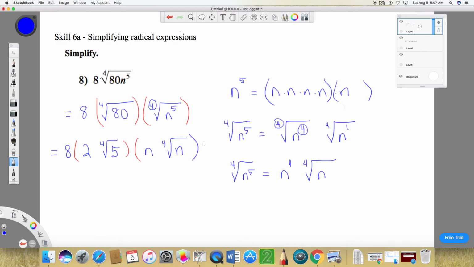So since all these are multiplication, we can multiply these in any order. So we want to take the 8 times the 2 times the n. Those are not underneath a radical. We want to multiply those together. So 8 times 2 is 16 times n. And then we take these two factors, and since they have the same index, this 4, I can put them underneath the same radical, and I have 5 times n, which is 5n, and there's my final answer.